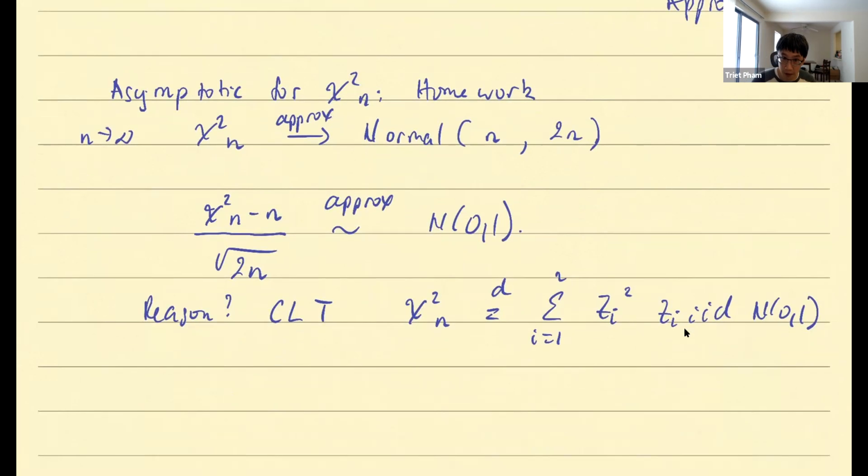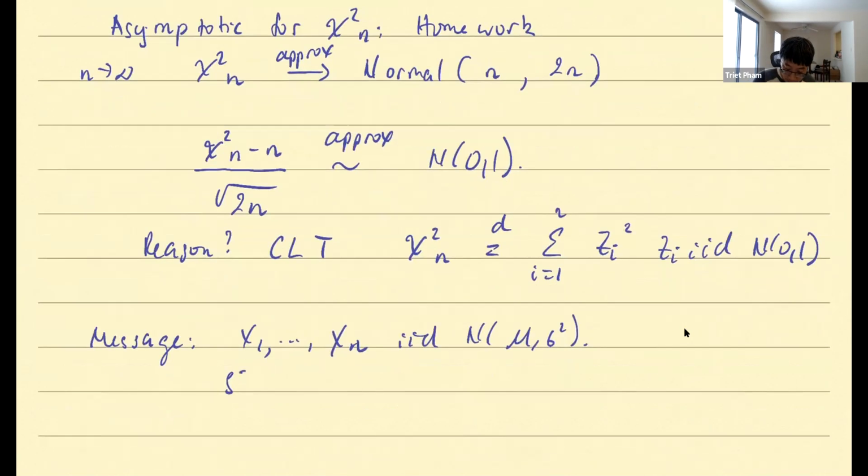All right, so that's the asymptotics for chi-square. What message does this say? It's about chi-square itself, but also the message is: if you have IID normal mu sigma square, so you have a normal population, then the sample variance will be approximately normally distributed with some mean and some variance. I don't care to specify. I can calculate it, but I'll leave it, when n is large.